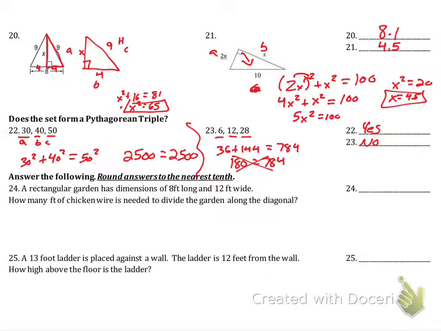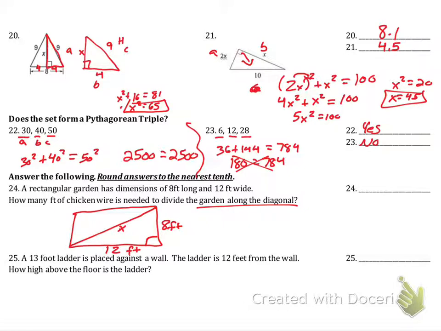All right, 24, a rectangular garden has dimensions of 8 feet long and 12 feet wide. So we have 12 feet wide and then 8 feet long, okay? How many feet of chicken wire is needed to divide the garden along the diagonal? So the diagonal goes from here to here, right? So that's what I need to know. That's my x, right? So I can just use the Pythagorean theorem. So assuming that this is a 90 degree angle, x would be the hypotenuse or the diagonal.